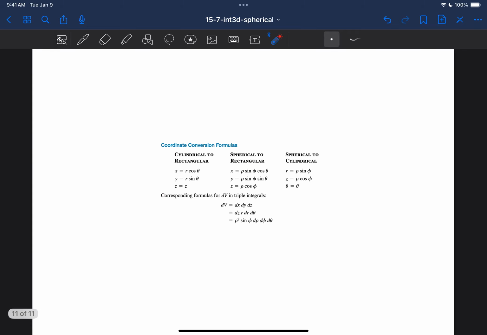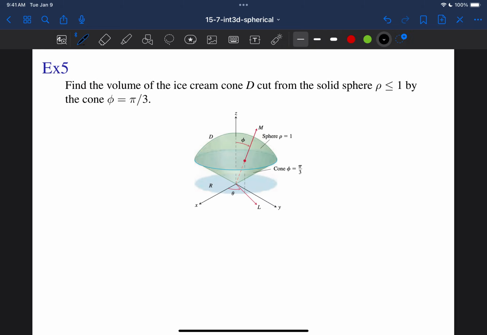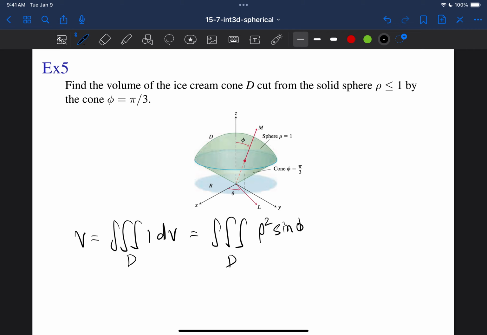For this problem, we can use the volume formula. So the volume is basically the triple integral of 1 dV, right? And this is the triple integral of rho squared sine phi d rho d phi d theta. The problem is, what are those six expressions, the upper and lower limits for each one? So what is d rho? D rho is the rho range.